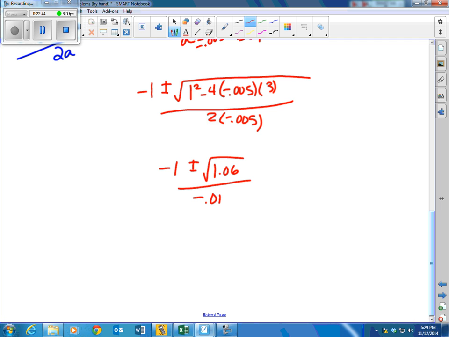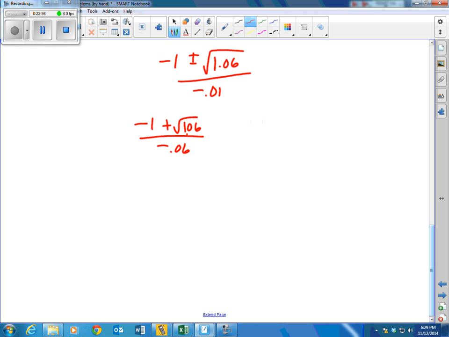Then you're going to type this into your calculator. We're going to estimate as negative 1 plus the square root of 1.06, divided by negative 0.01. Make sure you press equals after you did negative 1 plus the square root of 1.06, then divide by negative 0.01. When you do that, you'll get negative 2.96 feet.